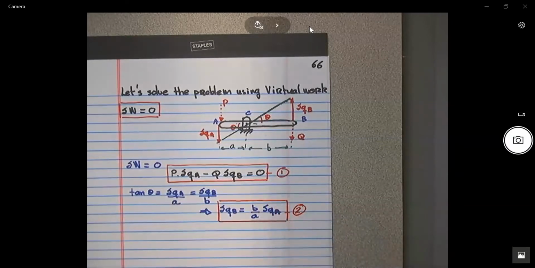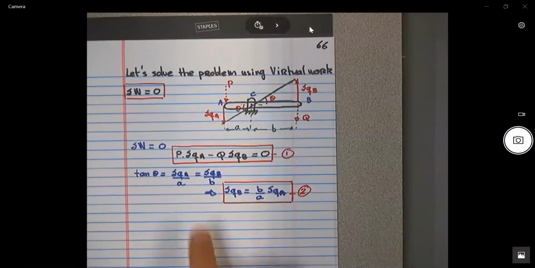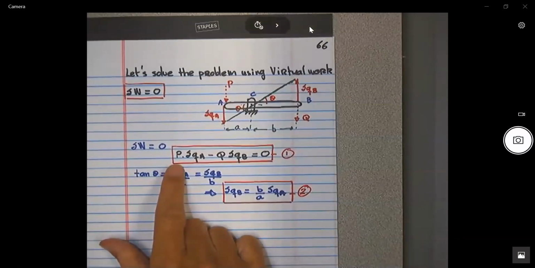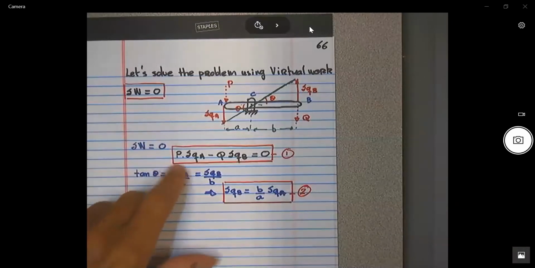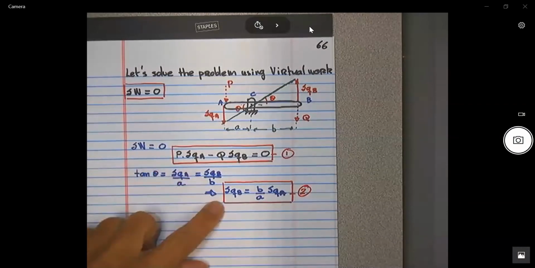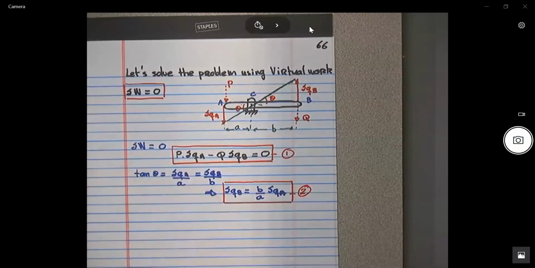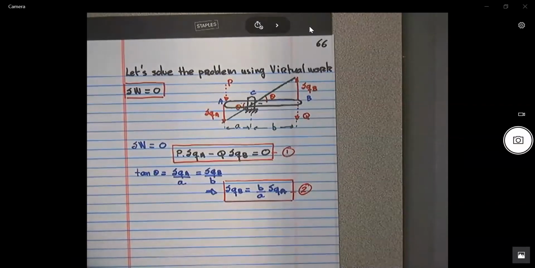What's important to notice here is that the first equation will always come from the equation of virtual work, and the second equation will come from the geometry, or the deformation. So keep that in mind. What type of system is this? It's like an indeterminate system that you can't solve with just one equation. You need to find some other equation. So now, what happens if we combine the two equations?